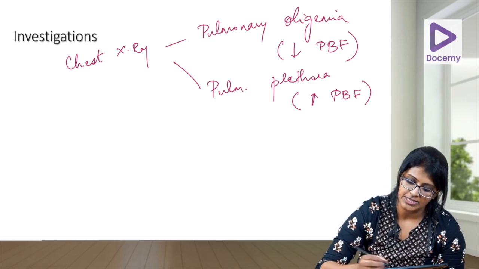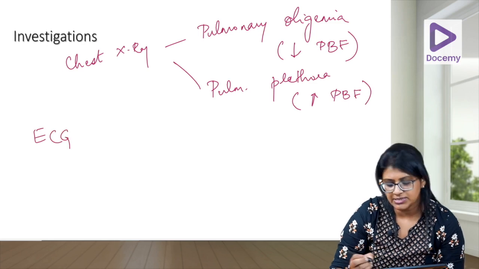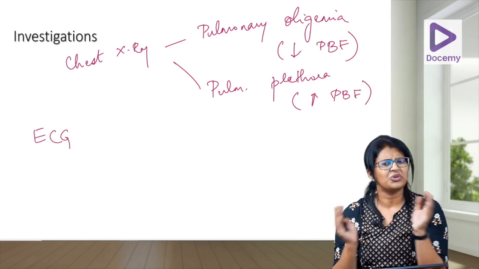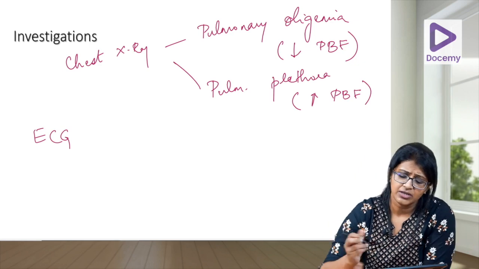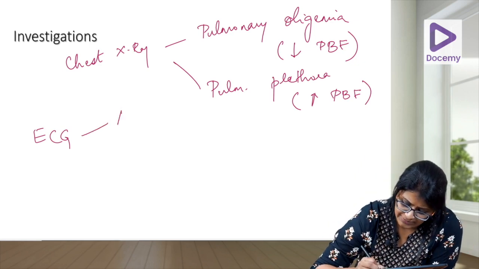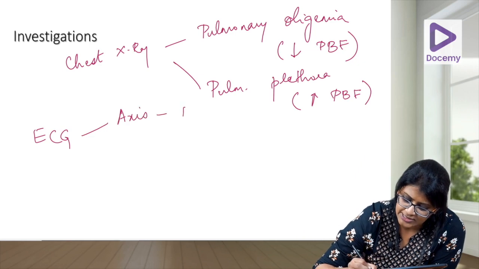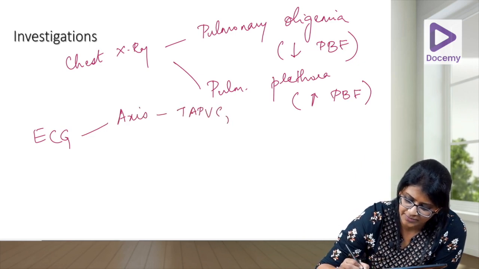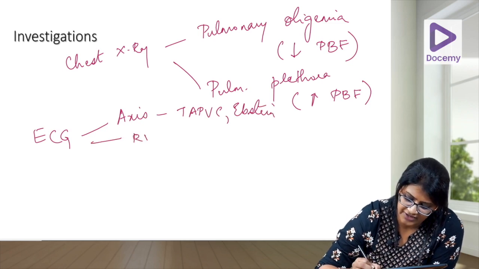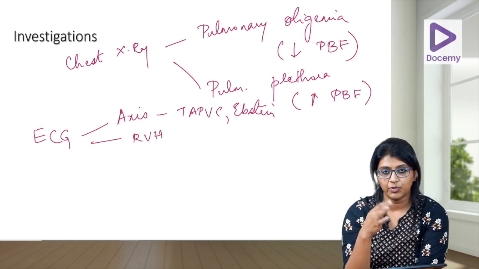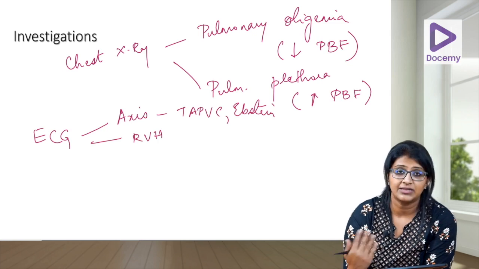Next thing after the chest X-ray is the ECG. I'm not going to go into the details because I really don't think you need to know that much about it. You can have axis abnormalities, especially seen in TAPVC and Ebstein. If you have an RVH, you have features of that. So you have poor progression of the R wave, which is seen in the ECG.